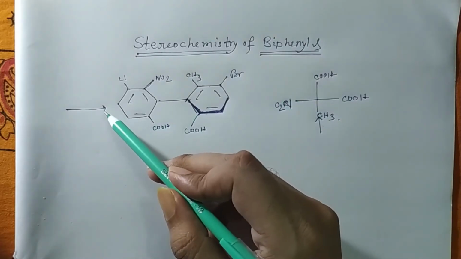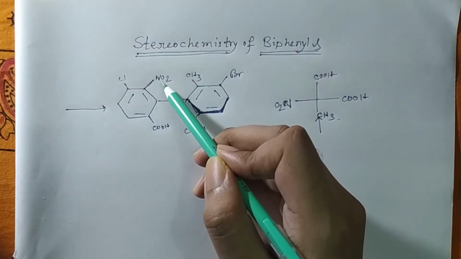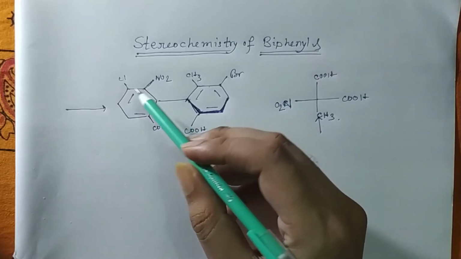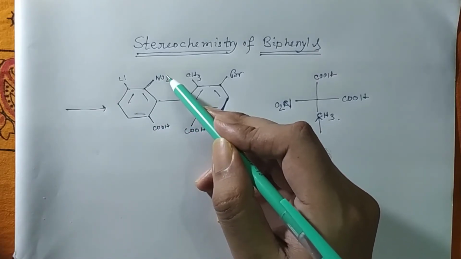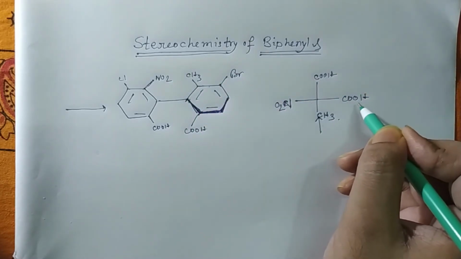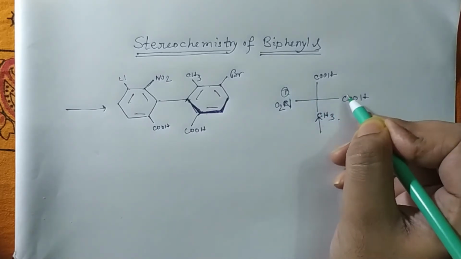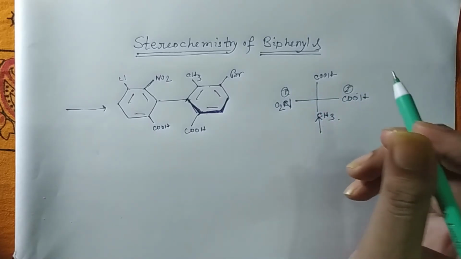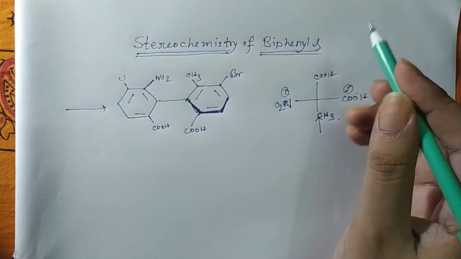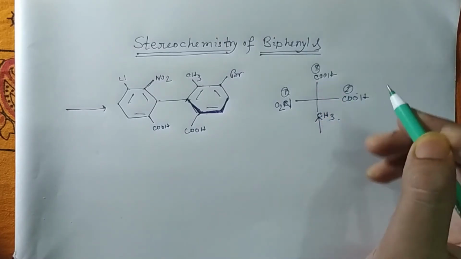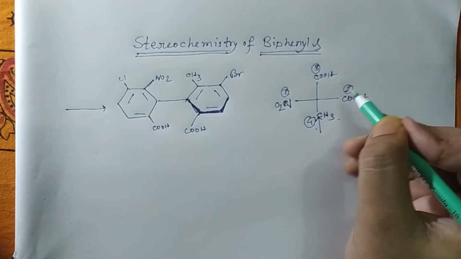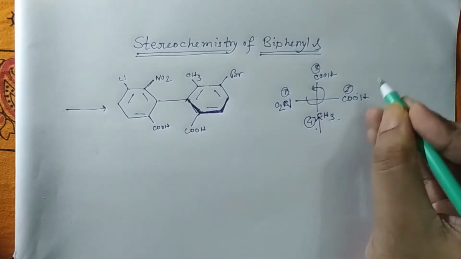Now as we are looking from this side, we have to prioritize, step by step, not all four groups as a whole. At first we prioritize the groups within these two rings. You know that nitrogen has higher priority than carbon. So the nitro group is 1, the carboxyl group is 2, and then we prioritize the other two groups separately. The carboxyl group obviously has higher priority, so that will be 3 and this CH3 will be 4. Now we have to get the rotation. So 1, 2, 3. This is S.